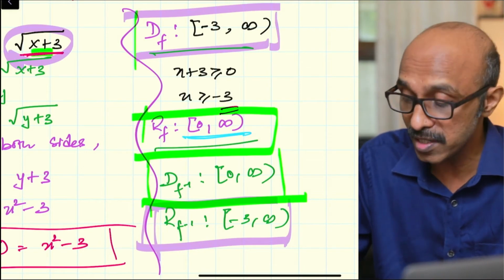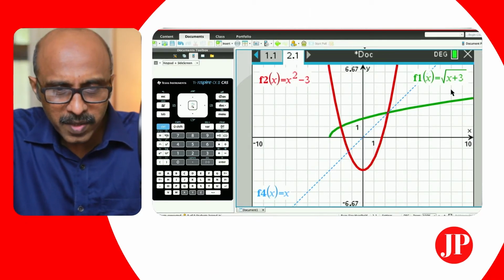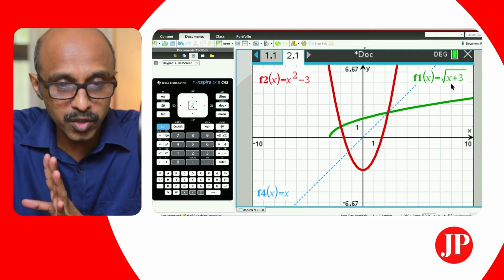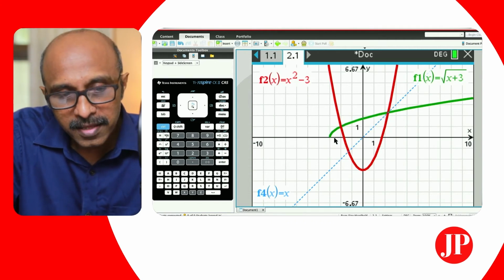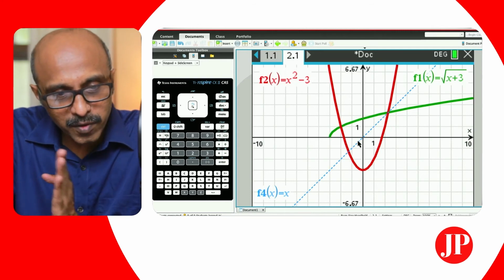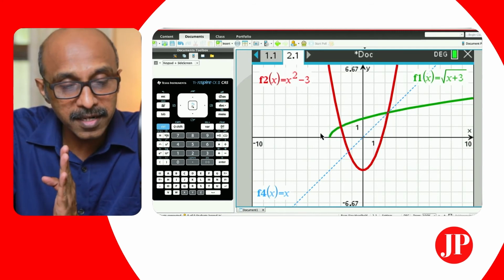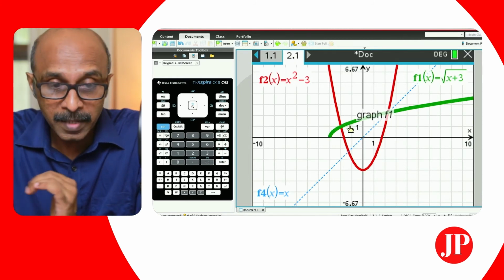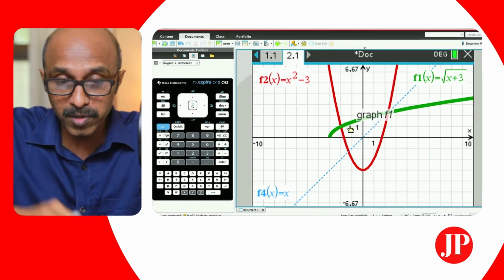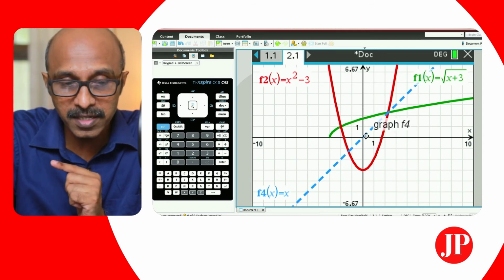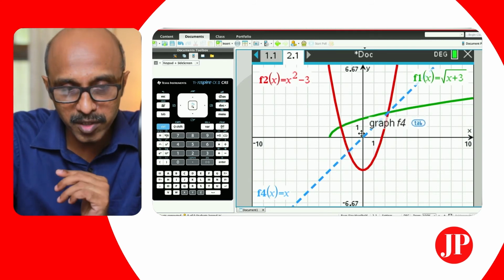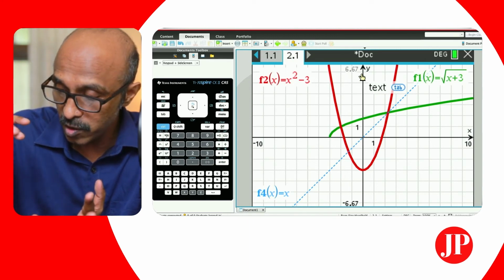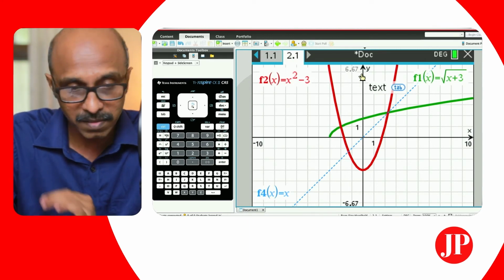Keep an eye on this. On the graph here, the green graph is the graph of the function f(x) equals square root of x plus 3. As we go along the x-axis from left to right, the input values start at negative 3. So that's fine, negative 3 to infinity. And as we go along the y-axis from bottom to top, for the green graph, the output values are from 0 to infinity. So negative 3 to infinity, the domain, and 0 to infinity, the range, for the green graph is fine.